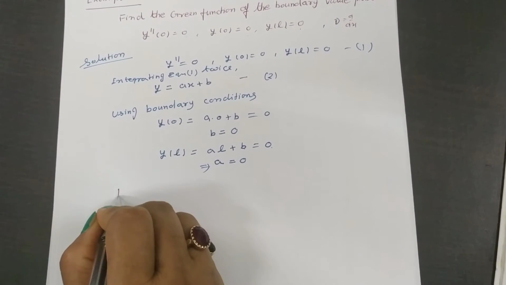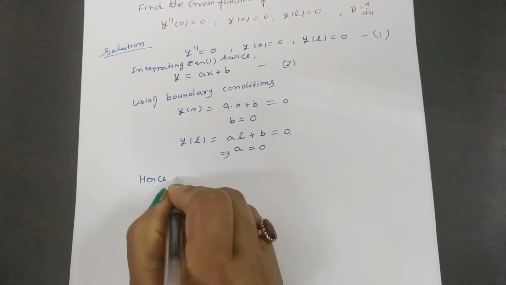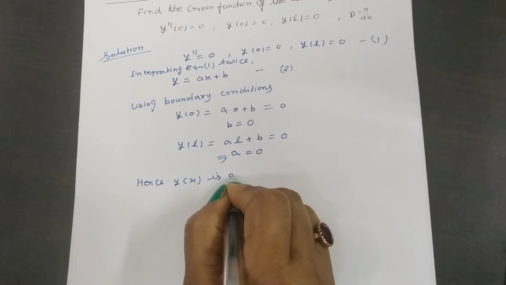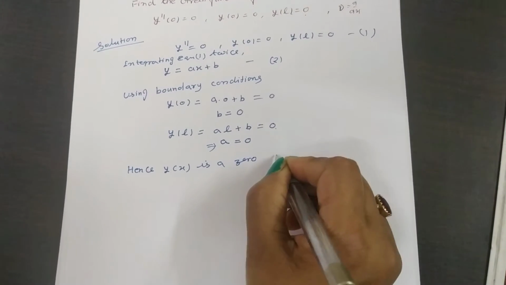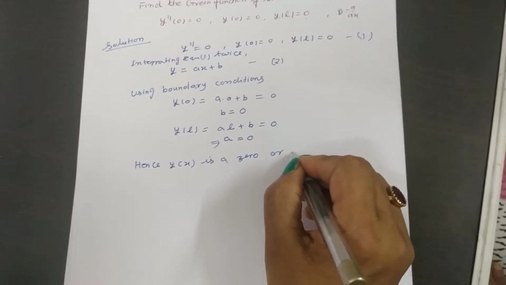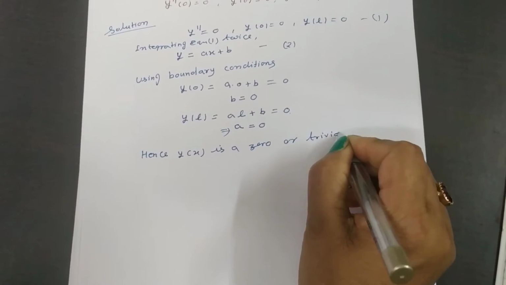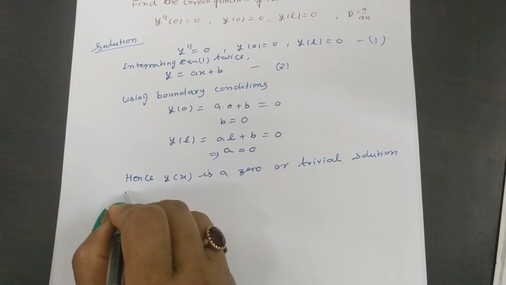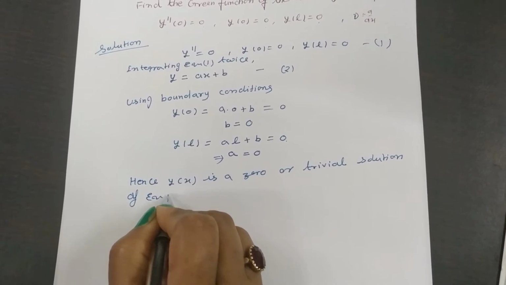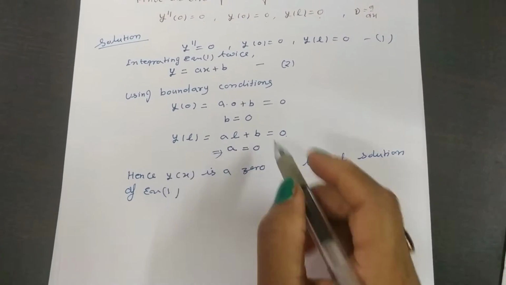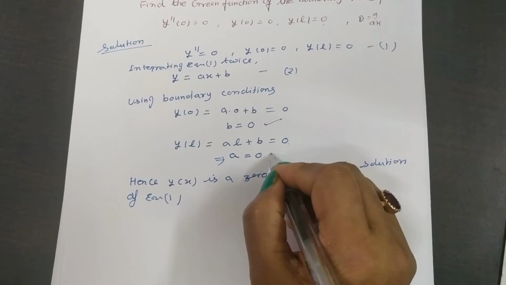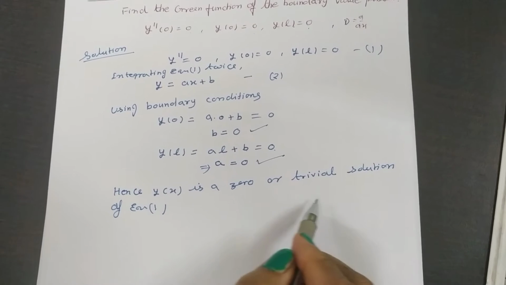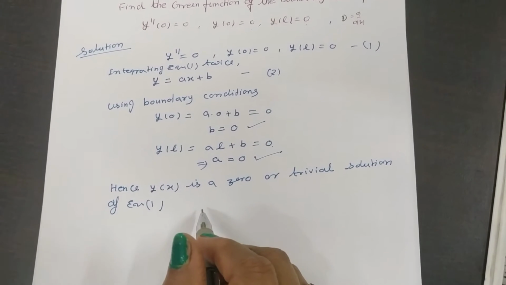Hence y(x) is 0, a trivial solution of equation number 1. It is clear because a and b are both 0, so y is equal to 0. So y(x) is 0, a trivial solution of equation number 1.